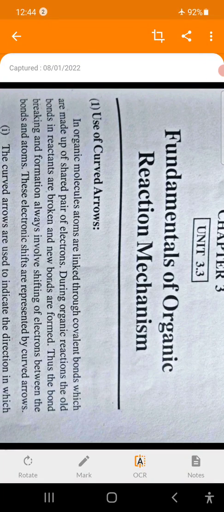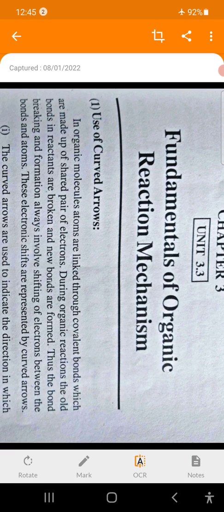We here start that last topic from paper 1, that is fundamentals of organic reaction mechanism. From this paper we already completed two topics, that is IUPAC nomenclature of organic compounds and bonding in organic compounds. After that, the third topic from this same paper, that is paper 1, is fundamentals of organic reaction mechanism.